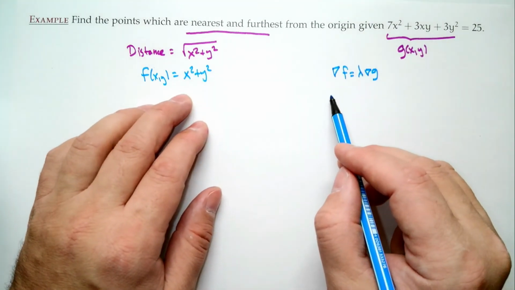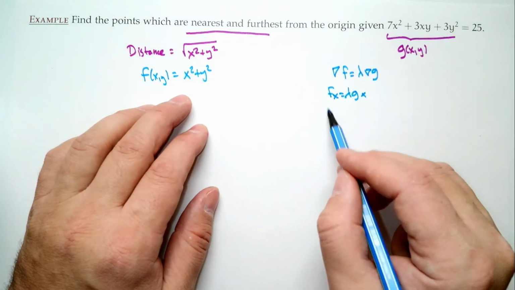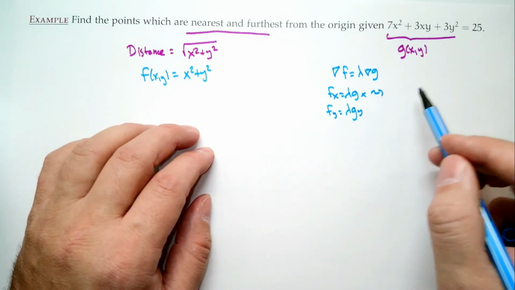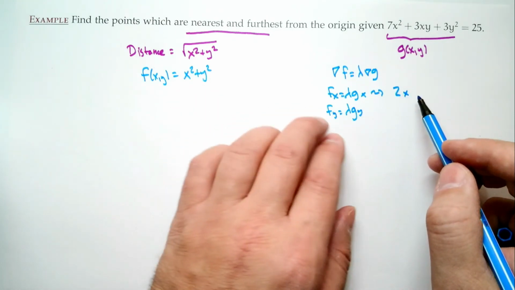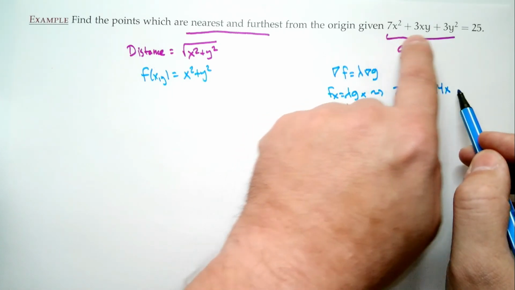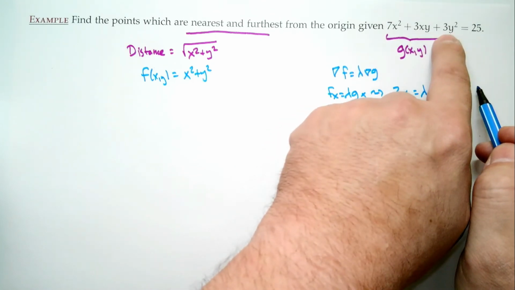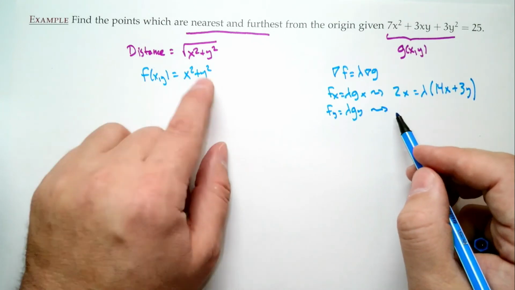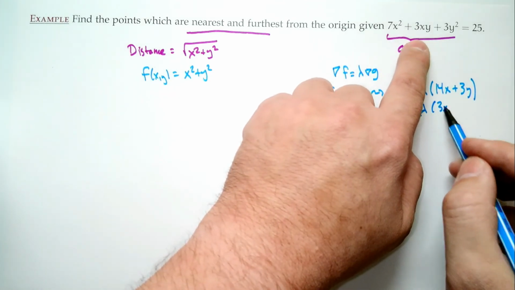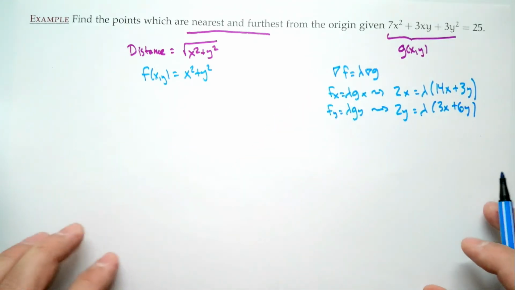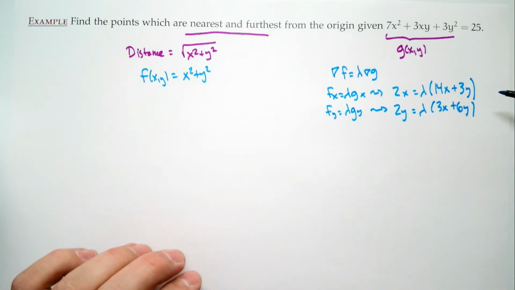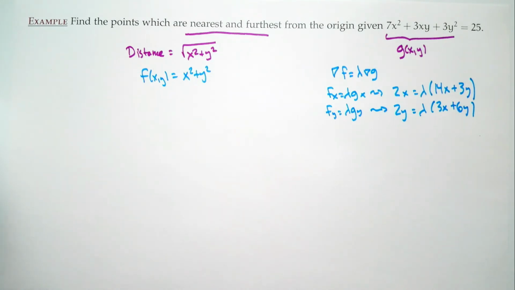So again, we get f sub x has to equal lambda g sub x, f sub y has to equal lambda g sub y. What is f sub x? 2x. What is g sub x? Well, 14x plus 3y, and that doesn't have anything. F sub y, 2y, has to equal lambda g sub y, which is 3x plus 6y. All right. So now we look at this and say, we've got to solve for all points x and y which satisfy this.